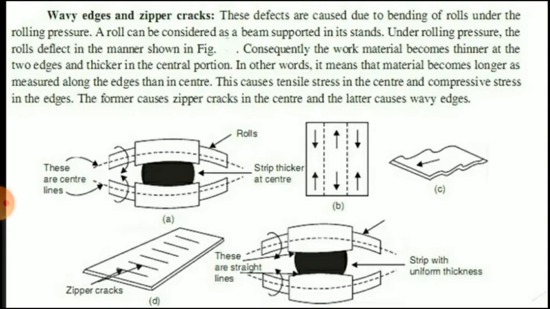The next defect is the zipper crack. You can see at the bottom of the diagram, that is diagram D, zipper cracks. This defect also occurs due to bending of rolls. Due to strain distribution, it might lead to cracks in the center of the sheet. So the zipper cracks will be in the center and later cause the wavy edges.